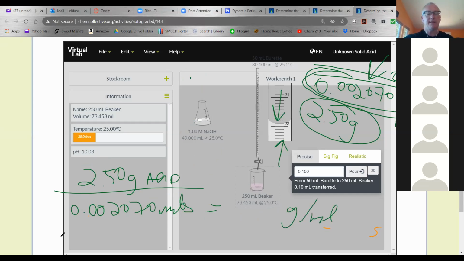And how much is that? Let's see. It's going to be a big boy. 2.5 divided by 0.00207. Dang, that seems big. I think I may have made a mistake. That comes out to 1,207 grams per mole. That seems high. Oh, this is probably 0.020.